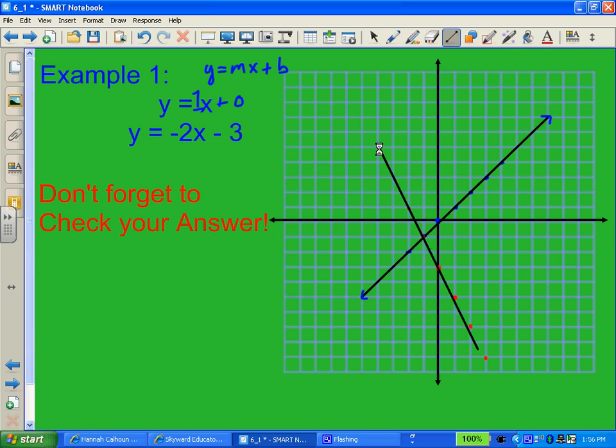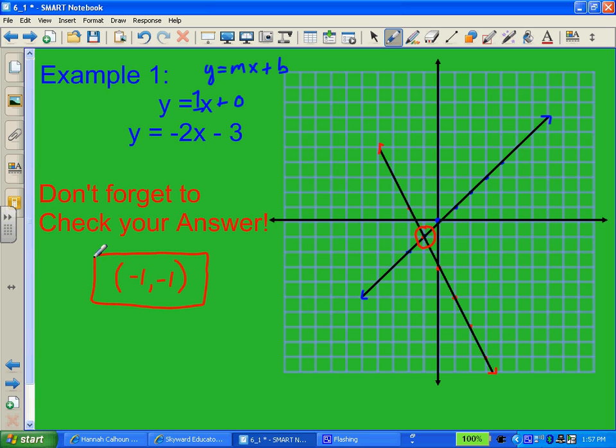So if I draw that line, I have that. Now, remember that the second step after we graph is to figure out where they intersect. And you can see that they intersect right at this point right here. So what is that ordered pair? Well, that ordered pair is -1, -1. So that is my potential answer.